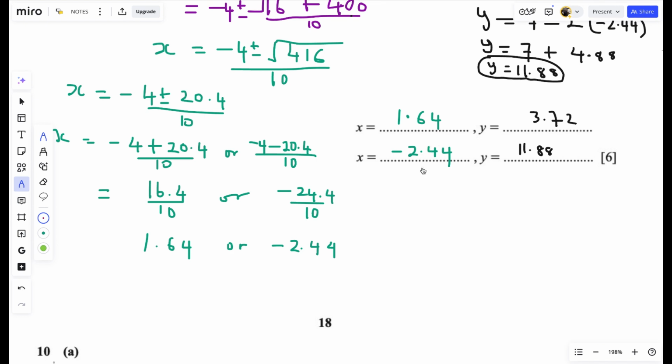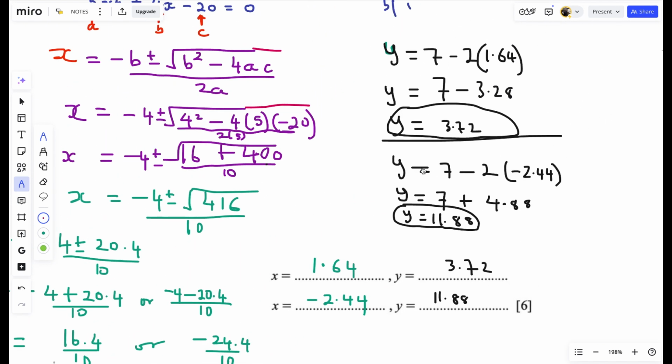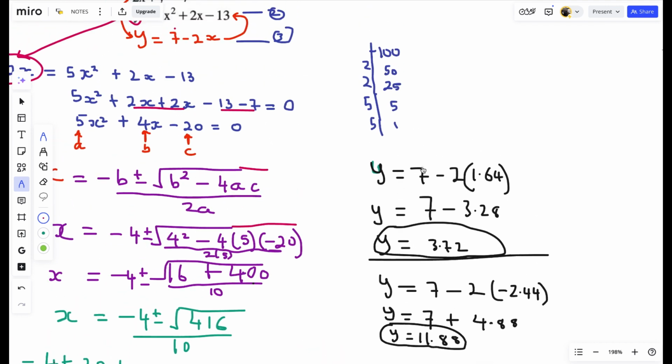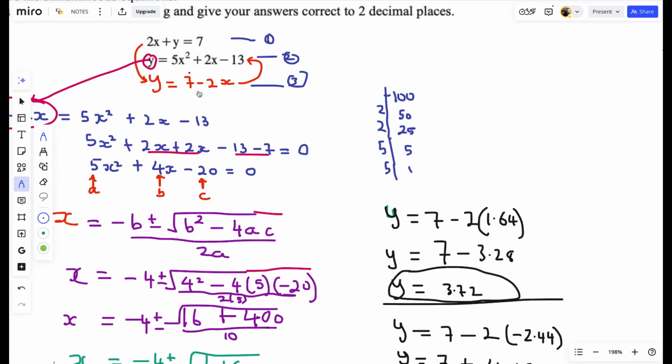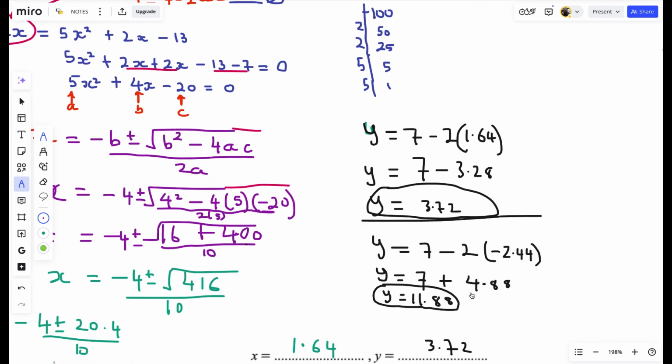Now you get two values of x. You must use equation 3 that we made to get the two values of y. Remember, we already made y the subject. We already made y equal to 7 minus 2x. So we just substitute the two values of x separately to get the two values of y. y equals 7 minus 2 times the first value of x, which is 1.64. 2 times 1.64 gives 3.28. So 7 minus 3.28, you get 3.72. Remember, they say we should put in two decimal places.